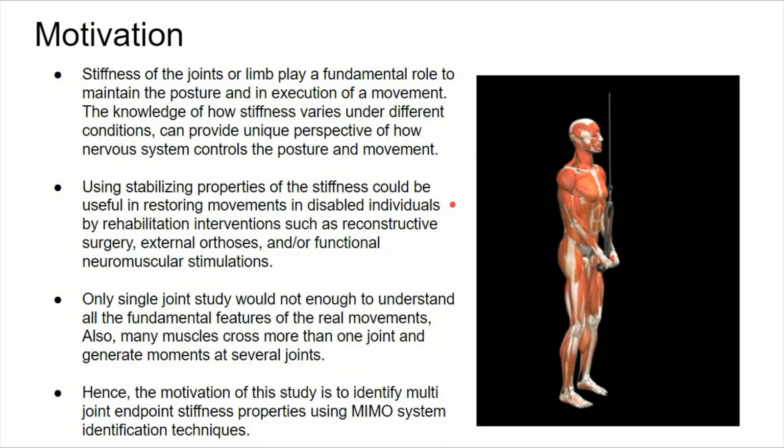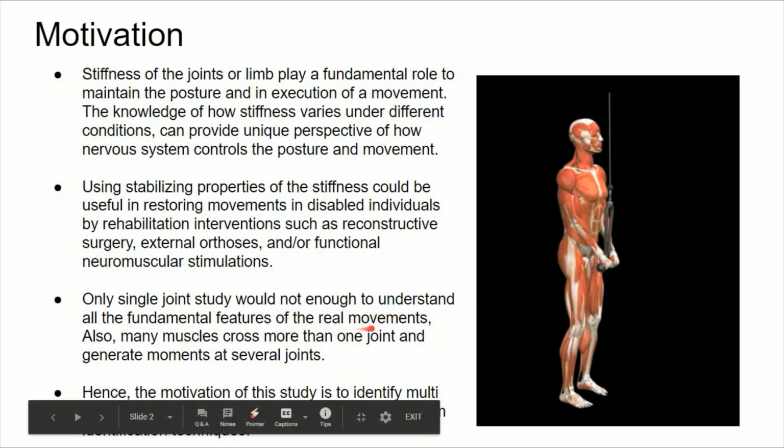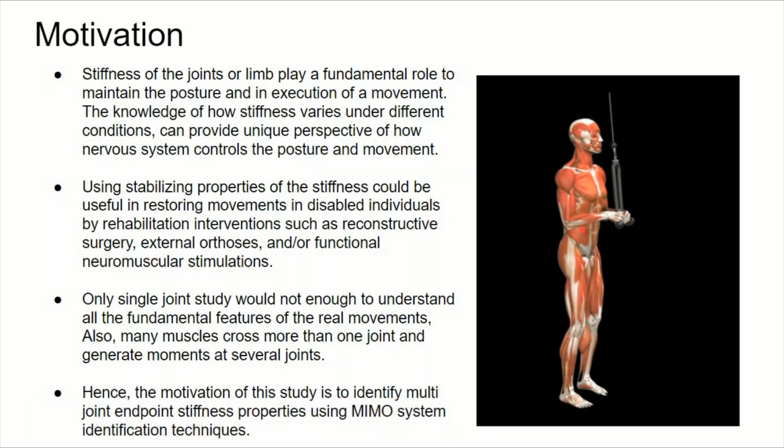the postures and movement. And using the stabilizing property of stiffness could be useful in restoring movements in disabled individuals by rehabilitation interventions such as reconstructive surgery, external orthosis, and functional neuromuscular stimulation. Moreover, a single joint study would not be enough to understand all fundamental features of real movement, because you can see here that for a particular activity, most of the time, multiple muscles are recruited.